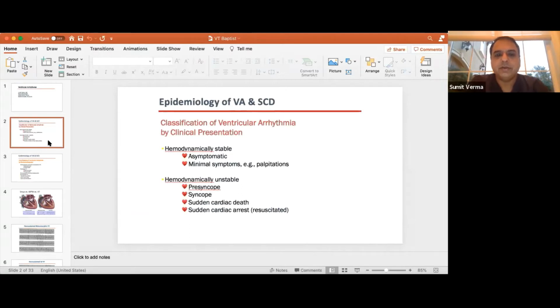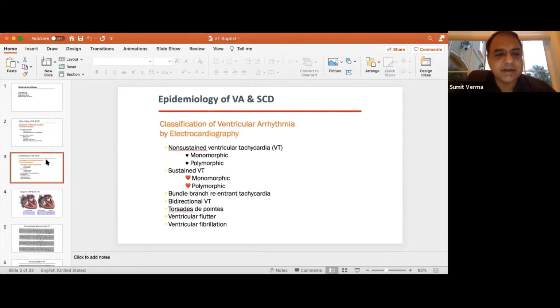Okay, so ventricular arrhythmias and sudden death. It's a broad category of arrhythmias, basically arrhythmias arising from the ventricle, but they present in many different ways. People could be totally asymptomatic. They could have minimal symptoms, sometimes just palpitations. And of course, they can be hemodynamically unstable. People can have pre-syncope, syncope, sudden death, and also survive sudden death if they're resuscitated in time.